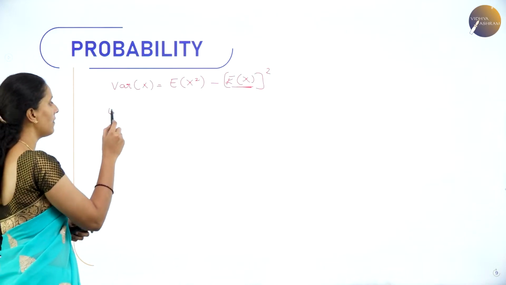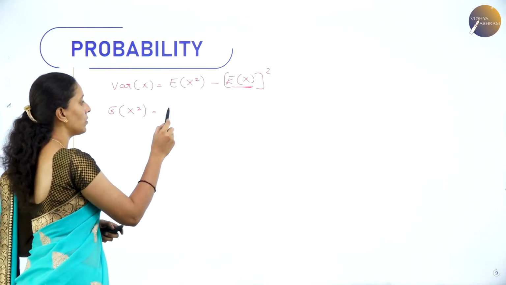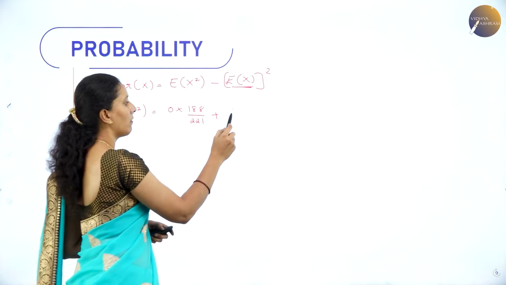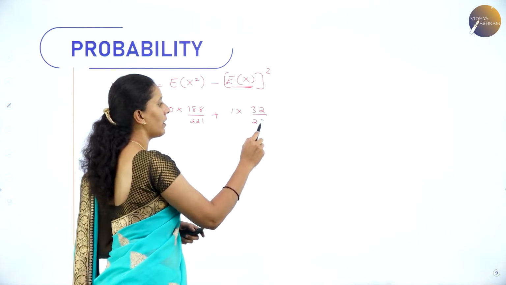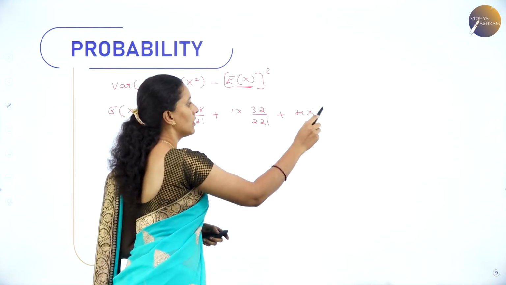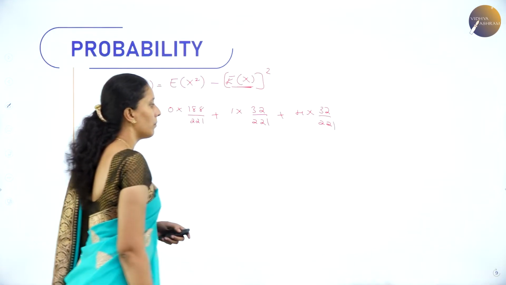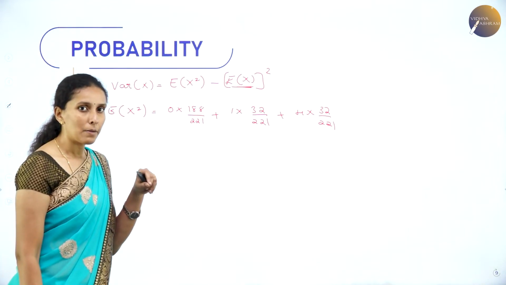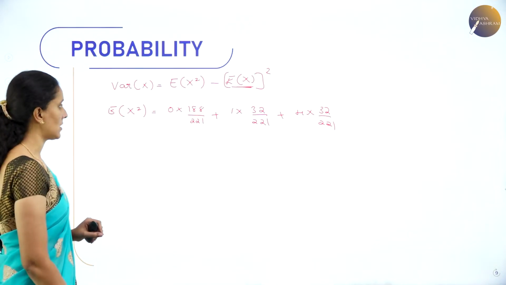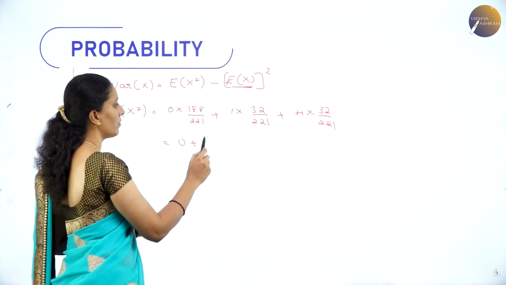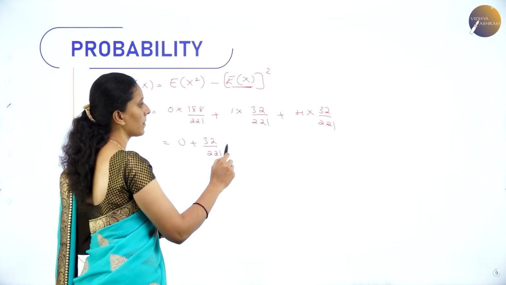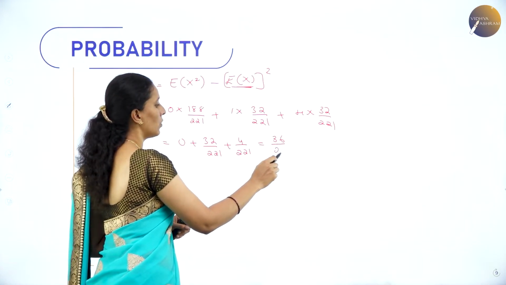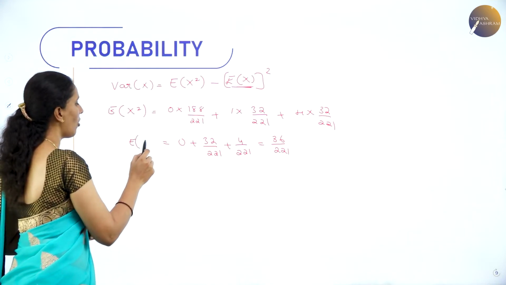So, therefore, here we have E of X square is equal to 0 into 188 by 221 plus 1 into 32 by 221 plus 4 into 1 by 221, because E of X square is the sum of the squares of random variables multiplied with respect to their probabilities. Now, the first one is 0. So, we have here 32 by 221 plus 4 by 221. Hence, we get 36 by 221. So, this is E of X square.